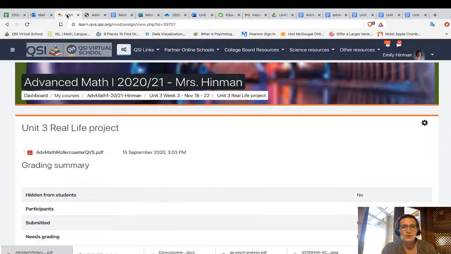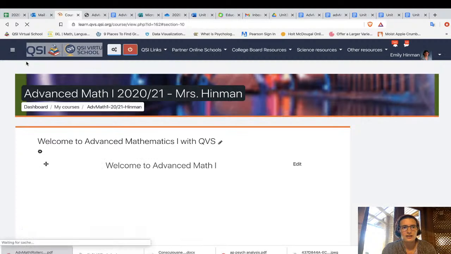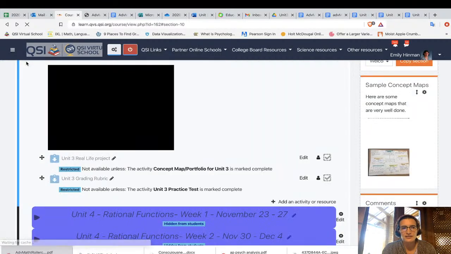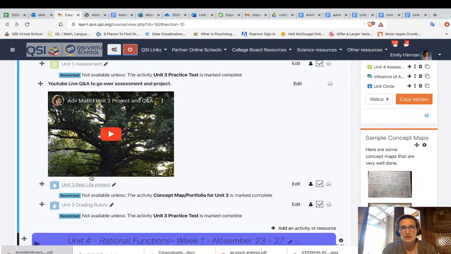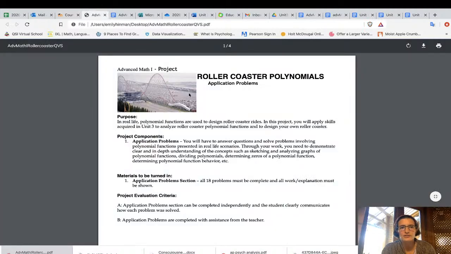But on the course page, let me go back one bit because I already clicked on it. On the course page, you'll see that this time it's after the unit assessment. But you can start working on the project even if you want to wait a little bit on the unit assessment. So as soon as you've turned in your concept map for Unit 3, you can click on this link for the unit project and you'll see your assignment.